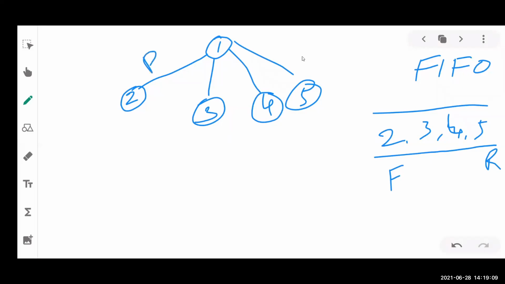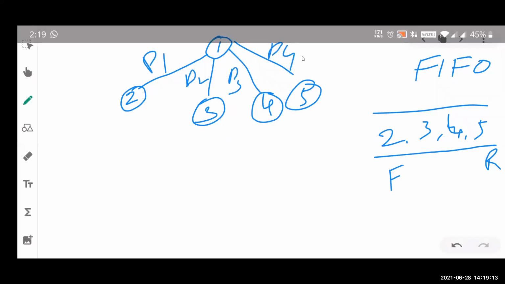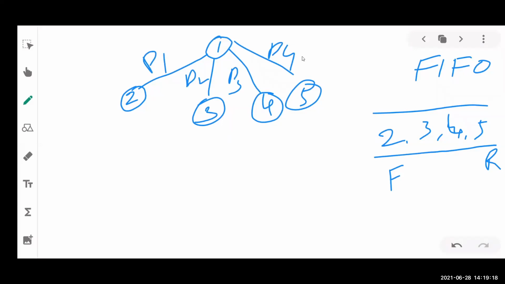It is P1, here it is P2, here it is P3, and here it is P4. Which element is available at front? So 2. So explore the second node. If we explore the second node, it is possible to have 3 possibilities.